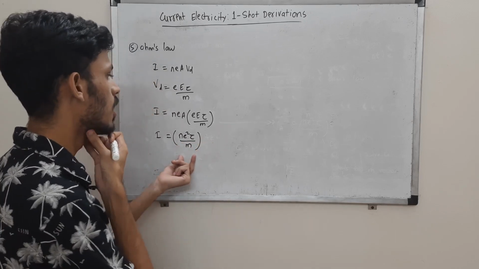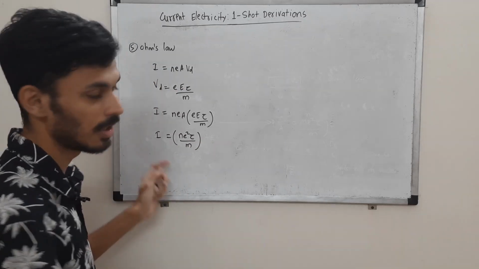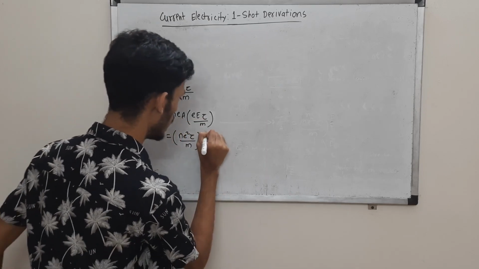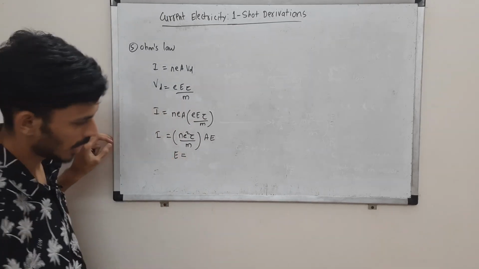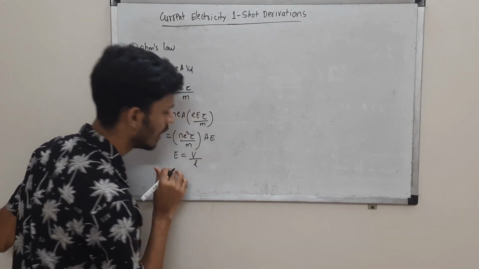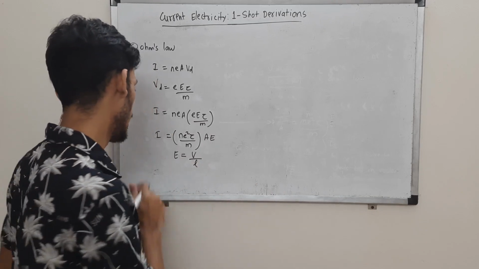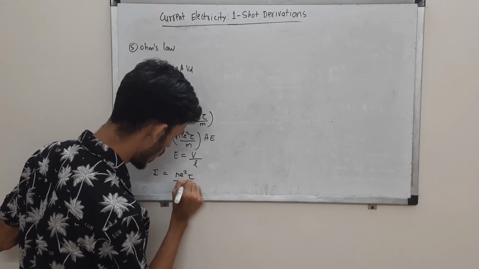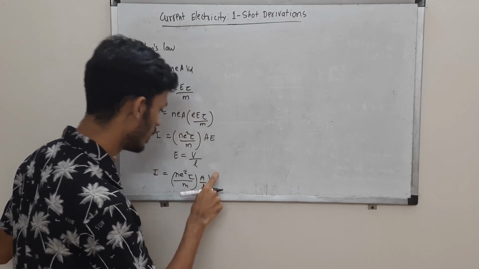this term has a special meaning, that's why I am writing it in parenthesis, actually the reciprocal of it, if you can remember it from the previous class. So n e square tau by m. We are left with A and E. Now for a constant potential, electric field can be expressed as V by L. So for a constant potential, it is basically the potential across that particular length. So I will be given as n e square tau by m, A, and here we'll have V by L.